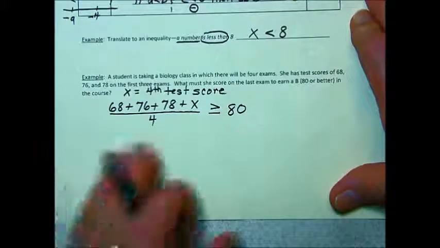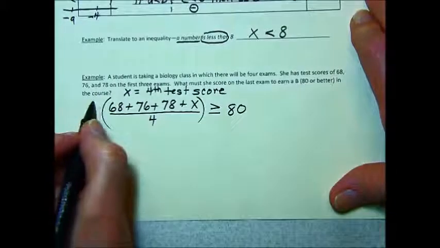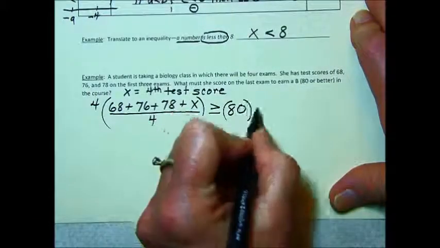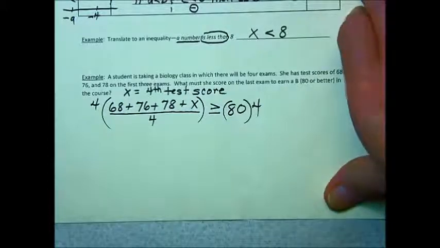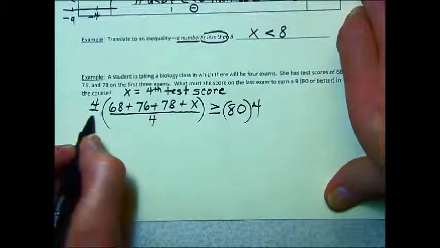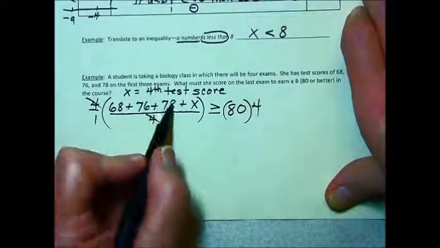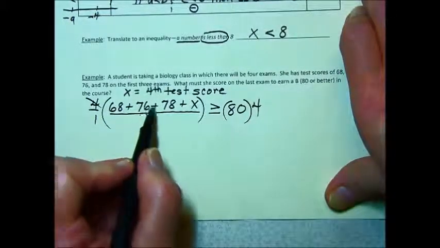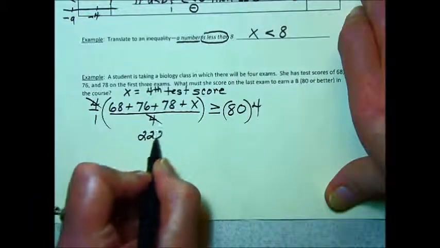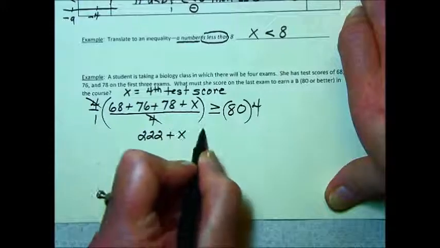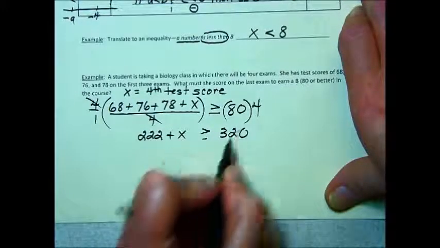Solving this then, we have a fraction, so the first step is to get rid of the fraction to make this easier to deal with. So every term gets multiplied by 4. This 4 over 1 cancels out the 4 in the denominator. While we're at it, 68 plus 76 plus 78 adds up to be 222, plus the x is greater than or equal to, how about 320?